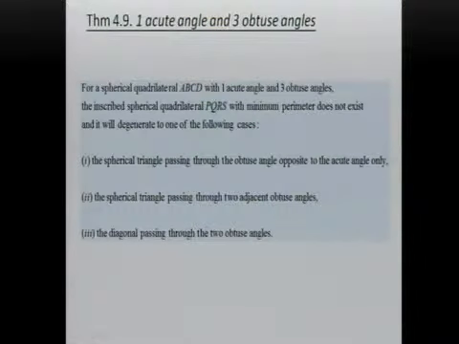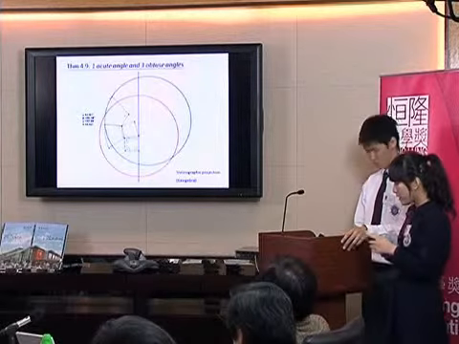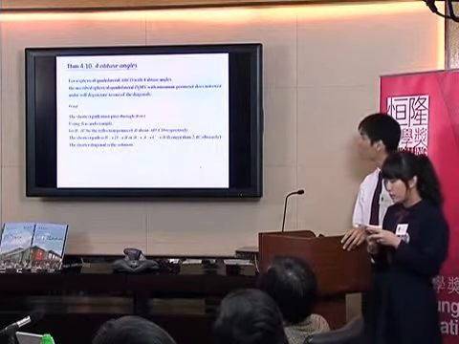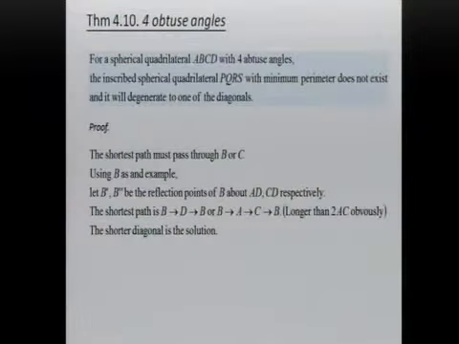For case 4, we use the same method to find the minimum parameter in each case and compare them. We find that the degenerated solution may be one of these three. For the last case, a quadrilateral with four obtuse angles, we prove that the degenerated solution is twice the shorter diagonal.